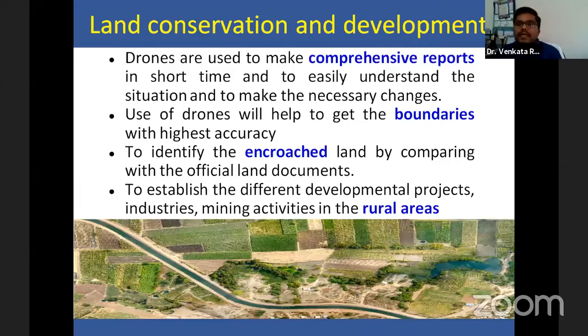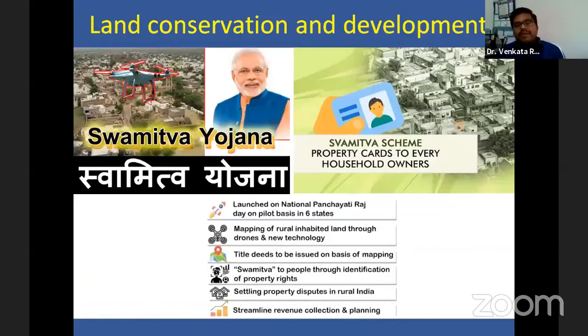A very important thing is land conservation and development, and drones play a very good role in giving a comprehensive report. It gives the complete solution for the boundaries, the demarcations and encroachment aspects. At the same time, it can monitor the different activities rural people carry out for industry, especially mining activities. That is the reason the Government of India, especially the Panchayat Raj department, introduced the Swamitva Yojana last year during Panchayat Raj Divas. Prime Minister Modi ji inaugurated this activity, and it is one of the very important aspects for the Abadi areas.